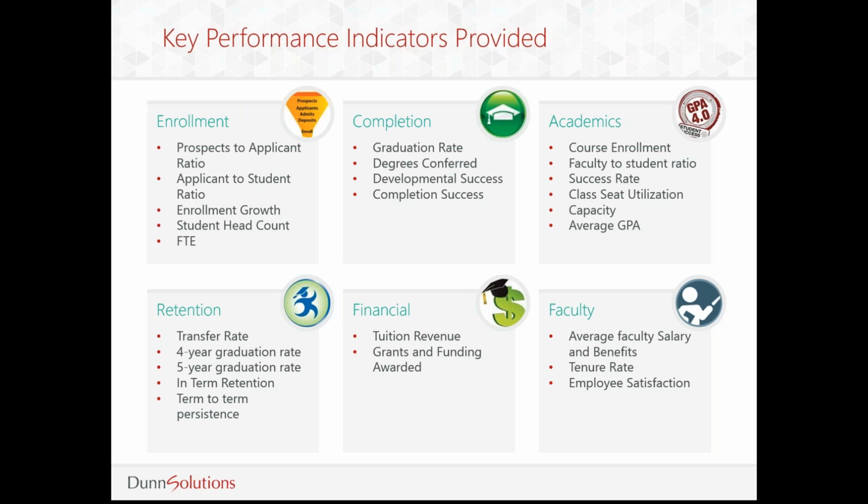And that works both ways. If you see that a certain section is very popular and is constantly overutilized, you may add another section to that course. So that helps you actually create a schedule and make decisions based on facts as opposed to previous experiences and hunches. In the academics, we also measure average GPA.